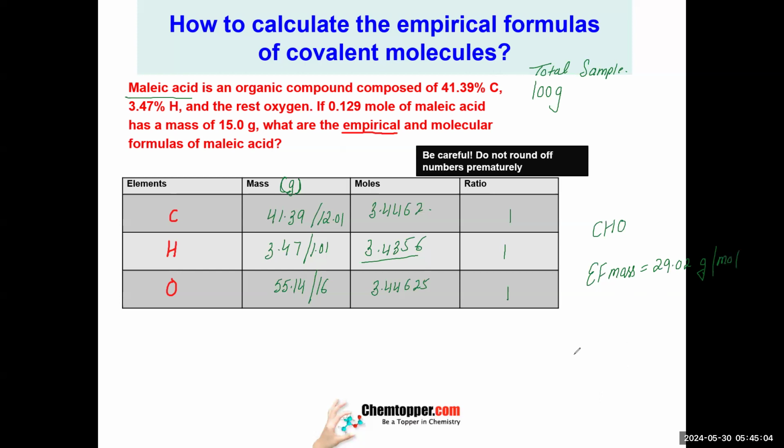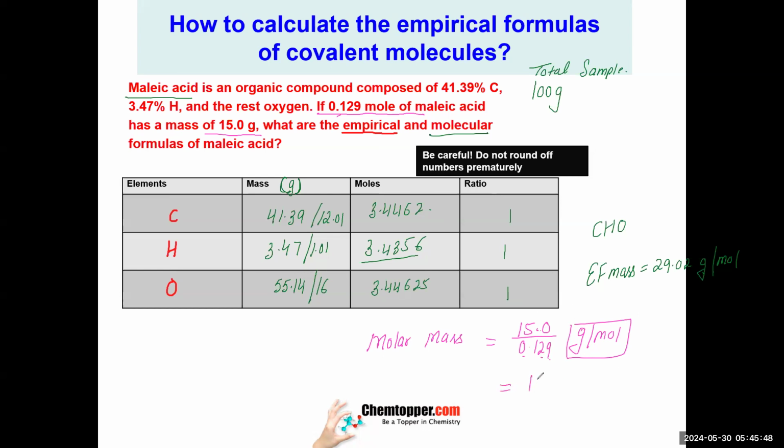That's the unit. Now, what's the molar mass? Is the molar mass given to us because they are asking molecular formula? Is molar mass given to us? So read this information. If 0.129 moles of malic acid has a mass of 15 grams, what is the unit of molar mass? Molar mass is grams per mole. Very good, Akash. And here the grams is given to me as 15.0. Moles are given to me as 0.129. This will give me grams per mole. 0.129 has 15 grams. So 1 mole has how many grams?